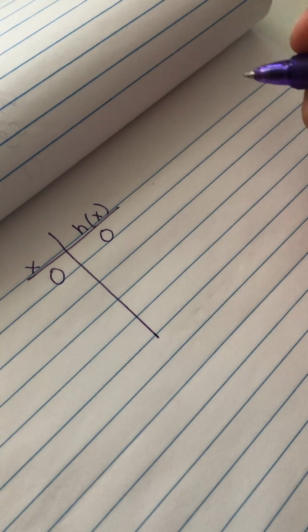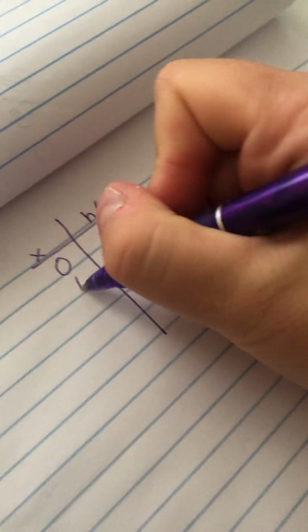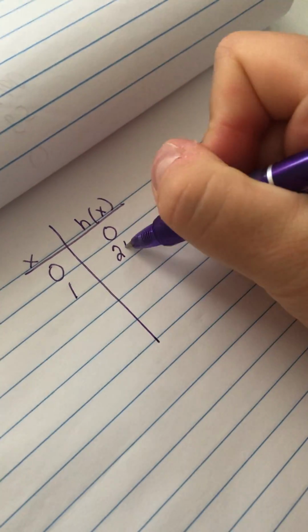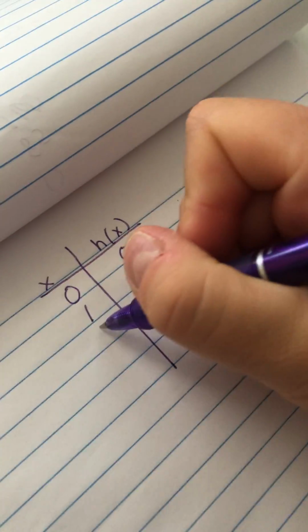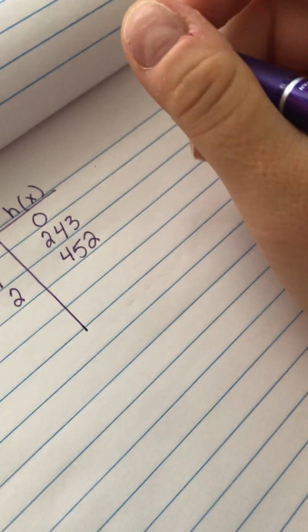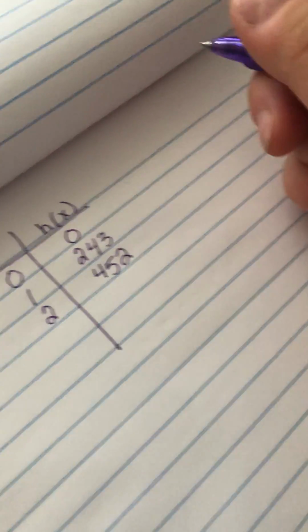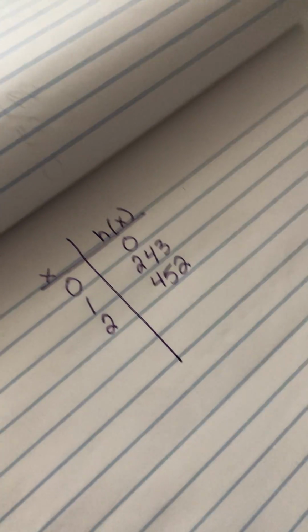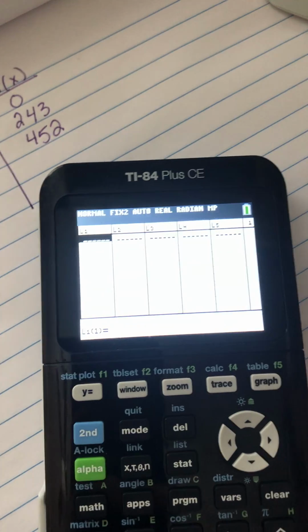So I know that it starts from the ground, so at a time of 0, it's got a height of 0, right? And I know that at 1 second, they told us that it's going to be 243 feet, and at 2 seconds, it's going to be 452. It also tells me that it's going to be represented by a quadratic function. So I'm going to jump into my graphing calculator, and this is actually not too bad of a problem if you use the right technology.